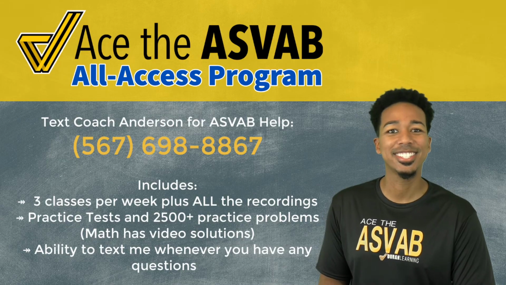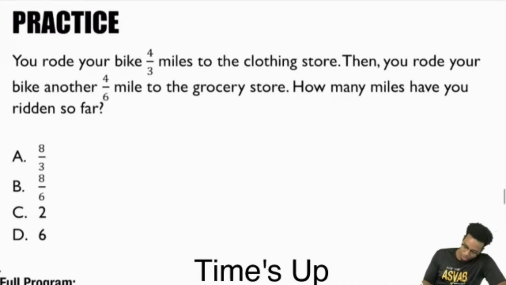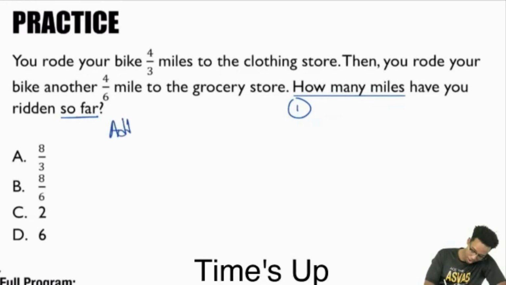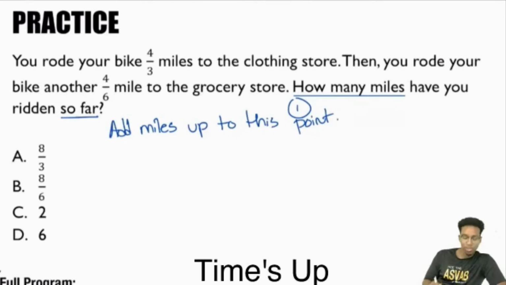Let's get to it. Step 1, how many miles? Just read the question here. How many miles so far? Sounds good. So that's step 1 again: the number of miles that you've ridden so far. So basically, add up the miles to this point.